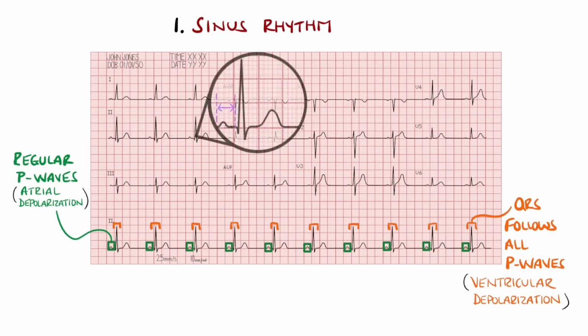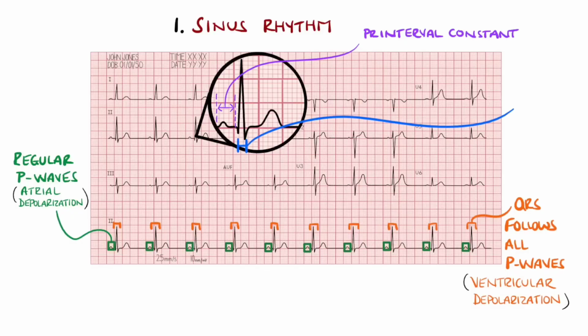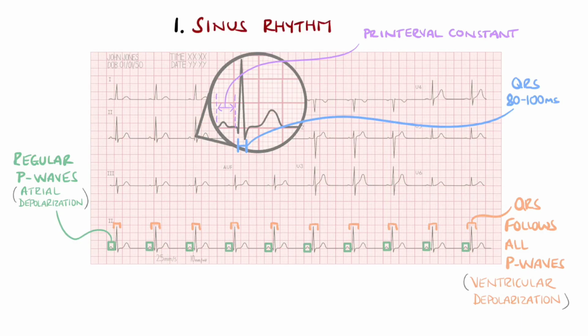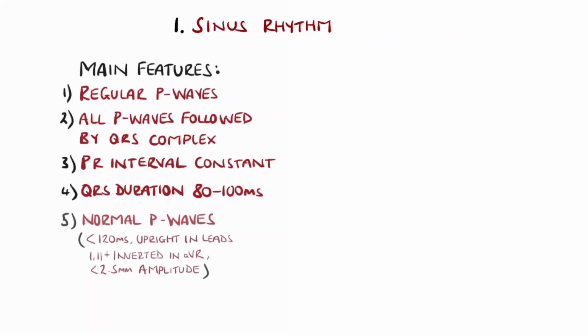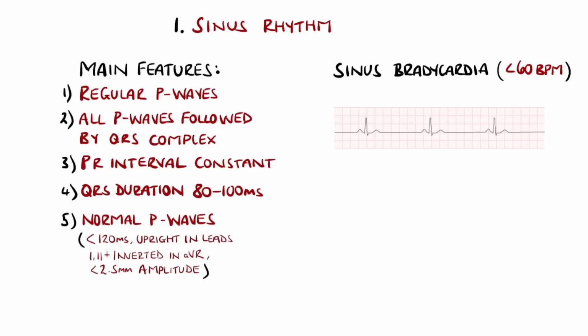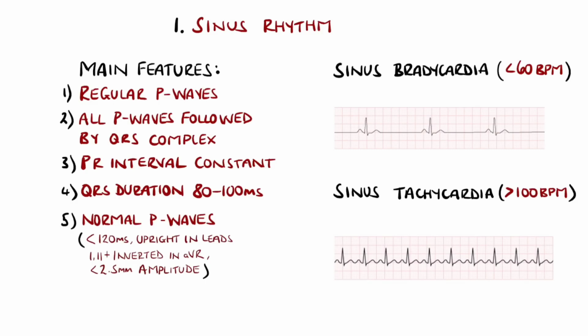The PR interval, which is the time between the start of the P wave and initiation of the QRS, remains constant throughout. The QRS complex itself represents ventricular depolarization and is normally narrow, typically between 80 and 100 milliseconds. In adults, if the rate is below 60 beats per minute, this is sinus bradycardia, and above 100 beats per minute is sinus tachycardia. Next, we have atrial fibrillation.